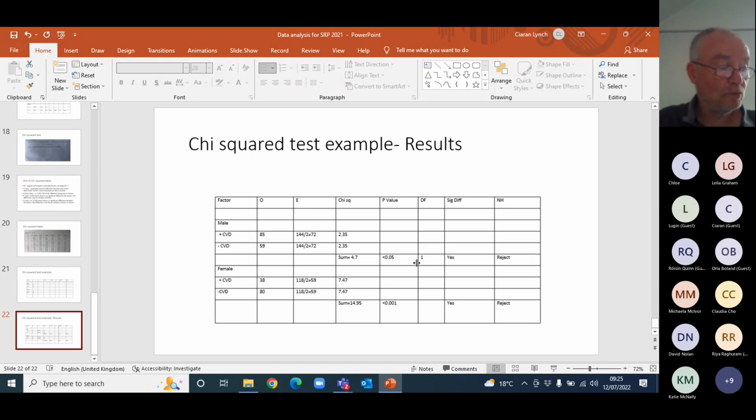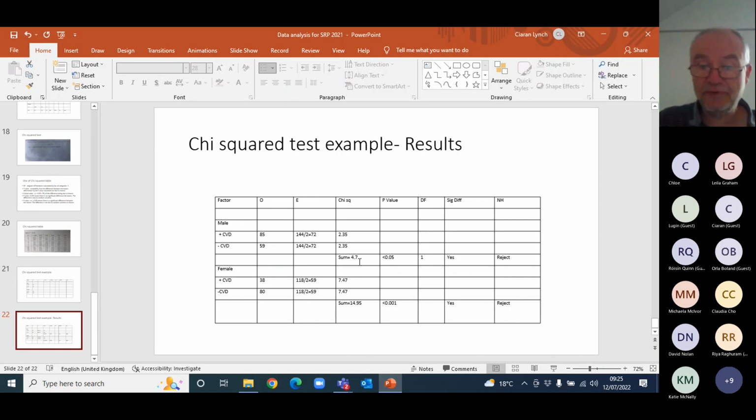So now I've got 1 degree of freedom and I'm looking for a chi-squared value of 4.7. So go across the top row to try and find 4.7. And I see it's between 3.84 and 6.63. So therefore, it is less than 0.05 and greater than 0.01.